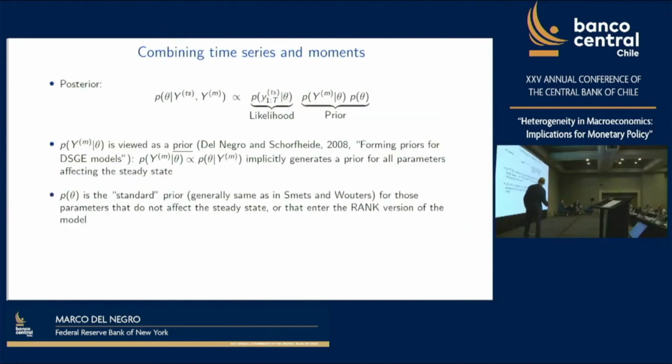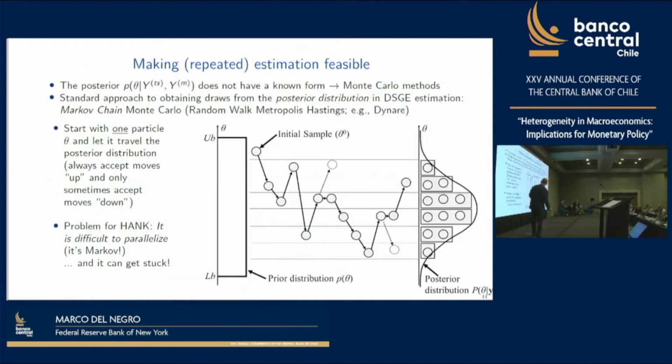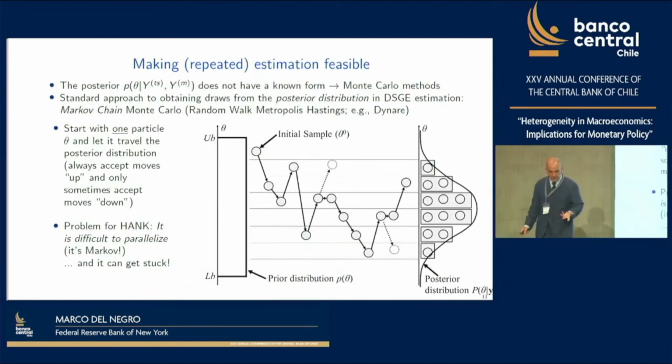Okay, so as I said, let me skip this part and get to the toolkit that I will try to promote. So we want to make repeated estimation of computationally difficult models feasible. Now the standard approach, I don't know if you ever estimated a rank model, that is used, and is currently used even for HANKs as far as I know in the literature, is what's done in Dynare, which is Markov chain Monte Carlo.